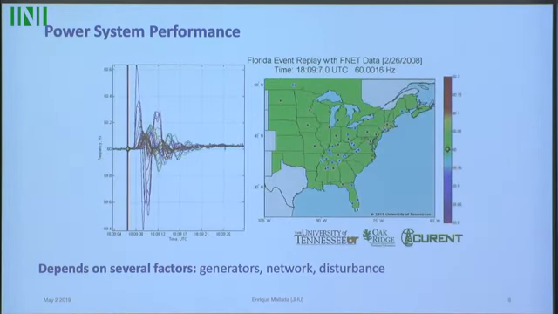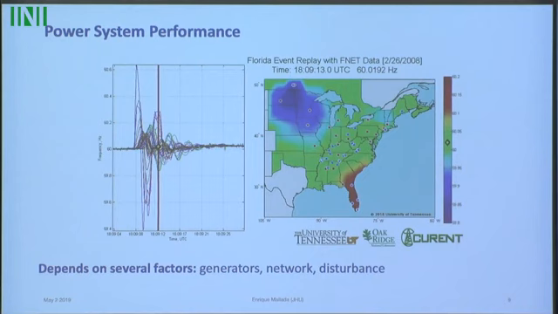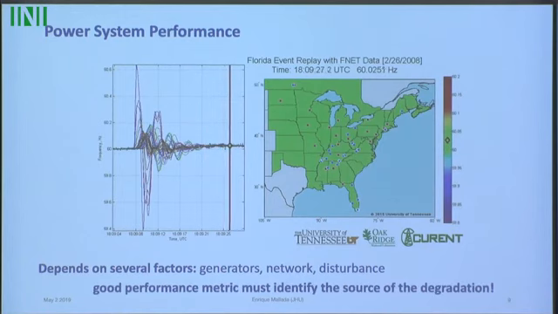Another example. This case was a line tripping. Again, fluctuations of frequency at different parts going up and down in different places, but the average frequency seems to stay the same. That's because you didn't lose an entire city of demand. It was just a line. Okay. So the hope is that good performance metrics must identify and quantify the sources of these degradations and these different phenomena.